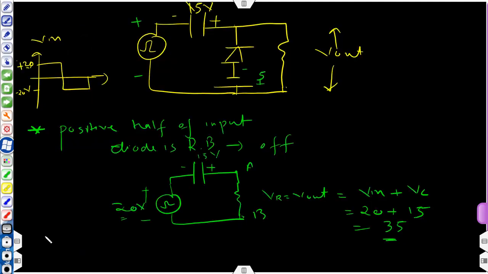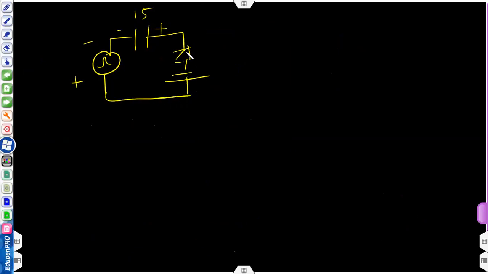And after that, you will do the same kind of analysis for negative half cycle. So for negative half cycle, okay, for negative half cycle, minus will be on the top wire, plus will be at the bottom wire, and this is minus plus 15 with your diode like this, and this is the resistance R, V out.